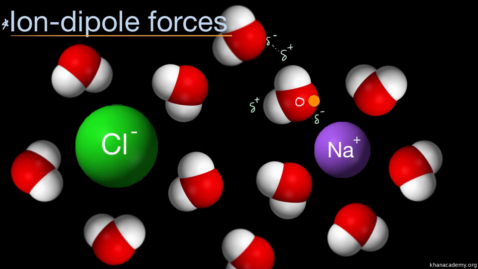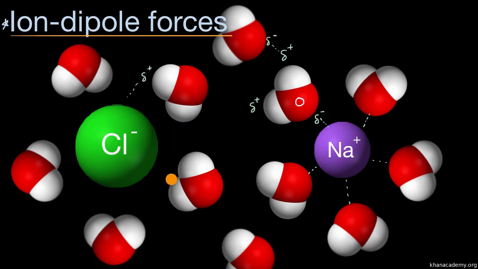The partial negative end of a dipole would be attracted to a positively charged ion. And I have prearranged these water molecules so that the partial negative end is facing towards this sodium positive ion. And so what I'm drawing right over here, these are ion-dipole forces. Similarly, if you have a chloride anion, or a negative ion, well then the partially positive ends of the dipoles are going to be attracted.